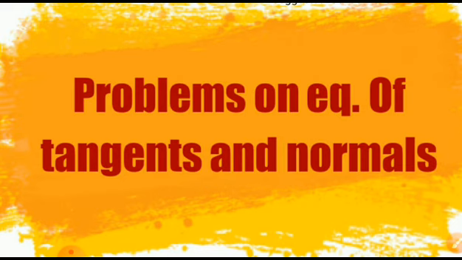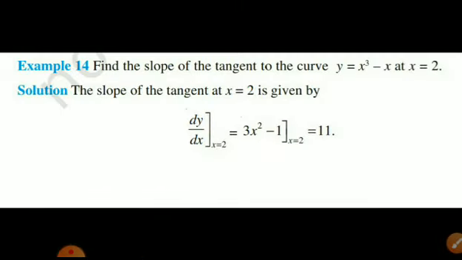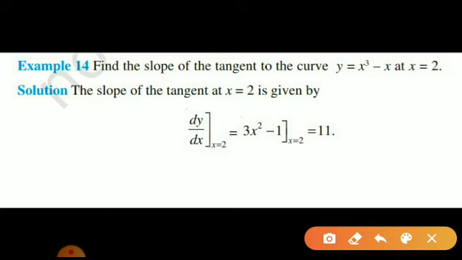So let us begin with the new problems dealing with this. Now see the first question. Find the slope of the tangent to the curve y equal to x cube minus x at point x equal to 2. That means we have been given the equation of the curve, y equal to x cube minus x, and we have to find the slope at point x equal to 2.